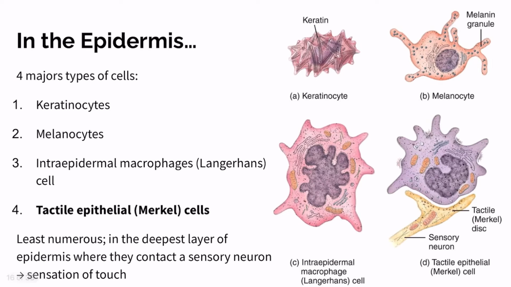And then last, we have the least numerous amount of cells. These are called tactile epithelial cells, also called Merkel cells. They are in the deepest layer of the epidermis, where they can contact a sensory neuron. And this is what allows us a sensation of touch. Depending on where the sensory neuron is, this can be for light touch or deep touch or firm touch.